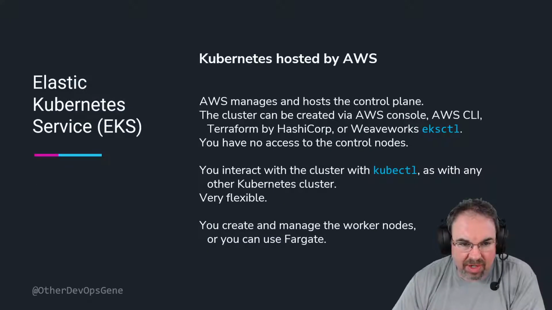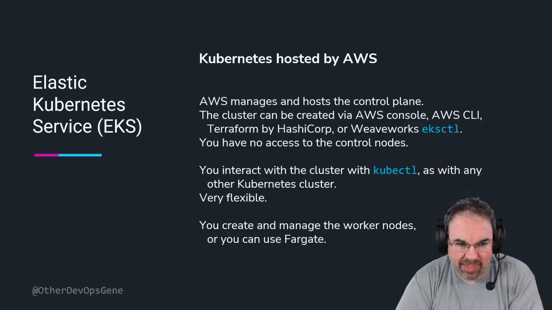The first one I want to talk about is the Elastic Kubernetes Service, so EKS. And this is basically just Kubernetes hosted by AWS. AWS manages and hosts the control plane. You don't have to do anything to set it up other than create it. You don't have to set up EC2 instances or anything to put them on. It costs you about, right now, 10 cents an hour. So there is a fee for the control plane being up.